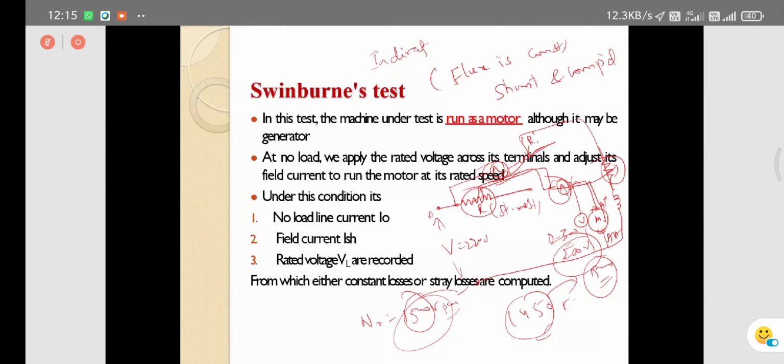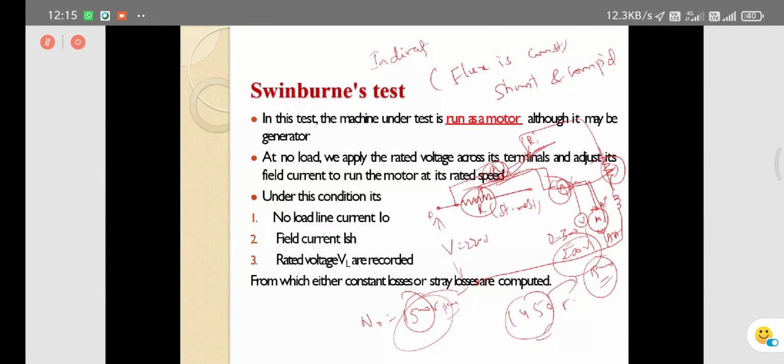Generally the rated speed is 1500 RPM. If the number of poles is 4, then N equals 120 F by P, where F is the frequency and P is the number of poles. Frequency is 50 hertz, and P is 4. Then you get 1500 RPM.